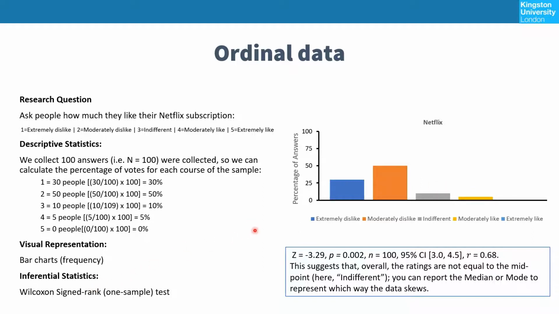So to test if their preference for Netflix deviates from this neutral midpoint, you would conduct something like a Wilcoxon signed-rank test to determine if this does follow a different type of distribution. In this case, based on the data I've created, it does show that there is a significant difference, meaning that the ratings are not equal to the midpoint value, in this case being indifferent, and they are skewed in a particular direction. To be able to say in which direction, you normally report something like the median or the mode, but not the mean. So the median or the mode to show to your readers which one is more favored. So in this case, it will be moderately dislike.